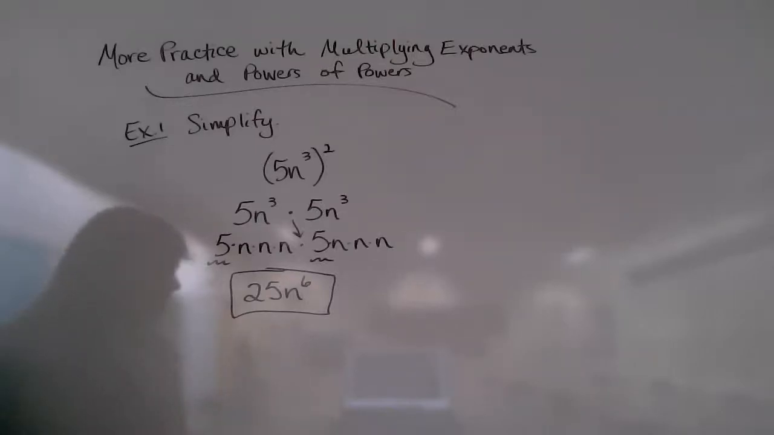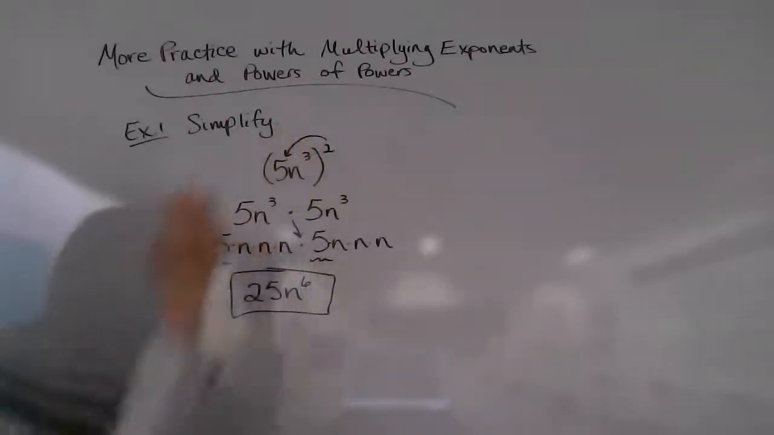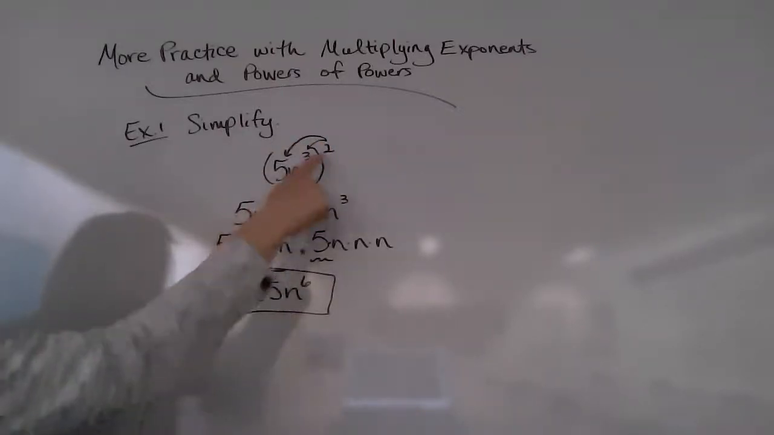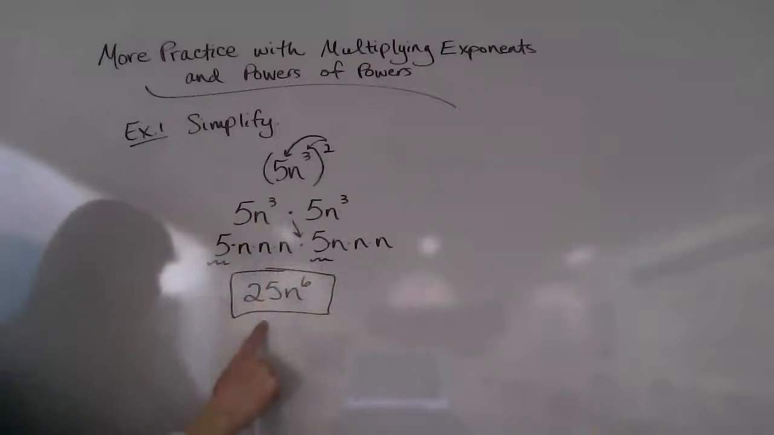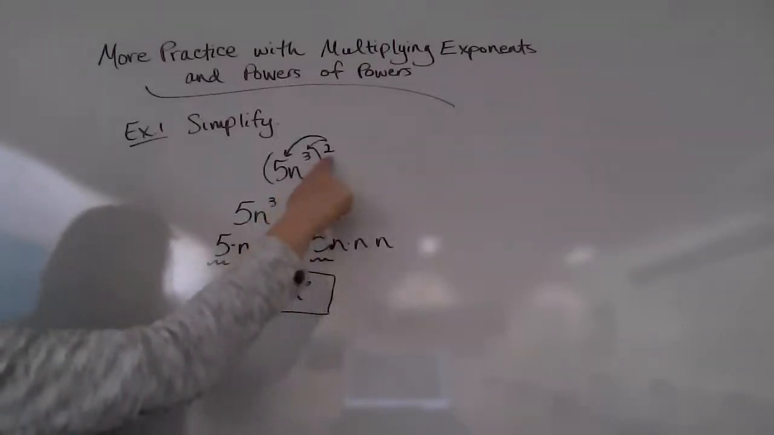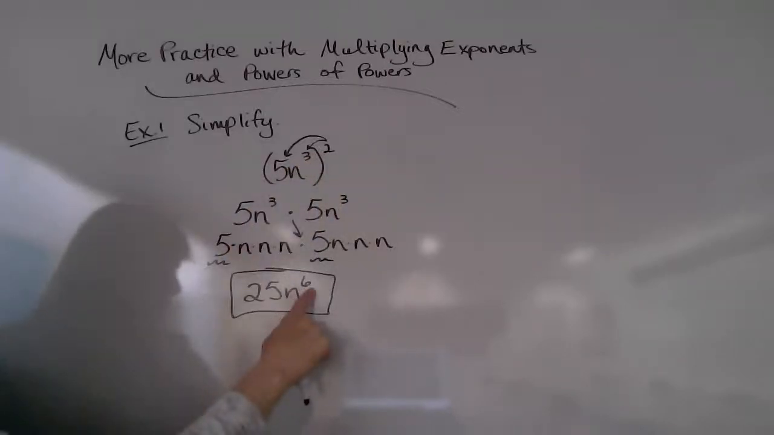If you are using the shortcut, you do need to remember that this power of 2 affects the 5 as well as this power of 3. So this is 5 to the second power, 25, and n to the third power twice. That's 2 sets of 3. 2 sets of 3 makes 6.